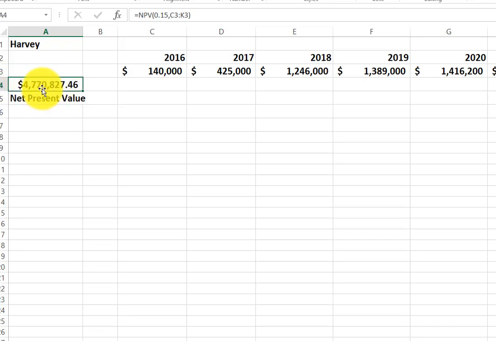That means that this business would be worth $4.77 million, and you would not pay any more than that. You would be certainly willing to pay less, but you would not pay any more than that to get access to these future cash flows. So that's what they're worth at a 15% rate. And if you change the rate, then that would change what they are worth as far as their present value.